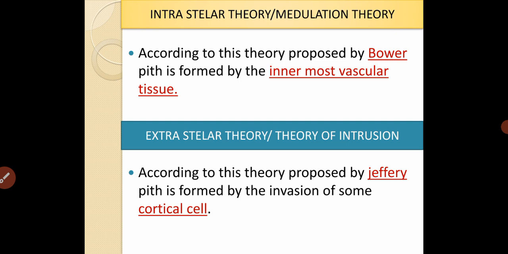There are two theories related to stellar evolution. One is the intrastelar theory, another one is the extrastelar theory. In the case of the intrastelar theory given by Bower, he said that the innermost vascular tissues are responsible for the formation of the pith, whereas according to Jeffrey, who gave the extrastelar theory, he said that the pith is formed by cortical cells. This is about this class.